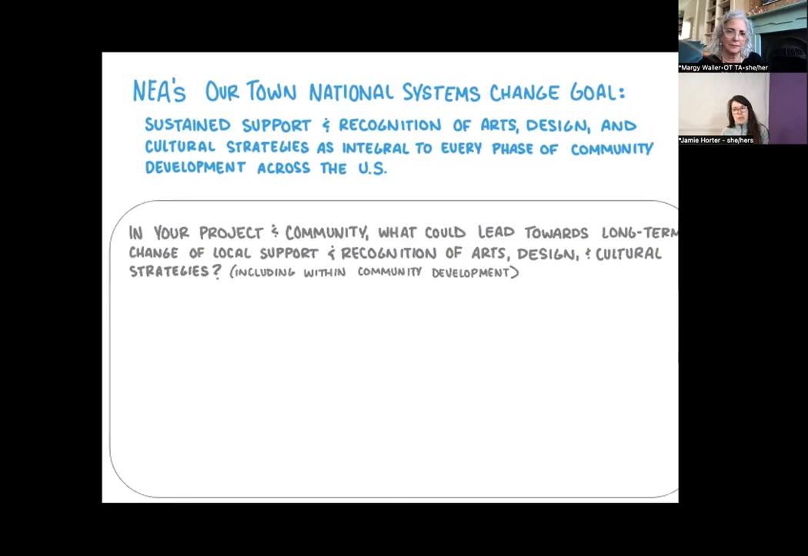What could lead towards that long-term change of local support, recognition of the arts, of cultural strategies, of design? And that includes within community development. But I want to give you 30 seconds to just reflect on this. And I'd like to also ask Margy to just share an example in this context. What does that look like for your project?